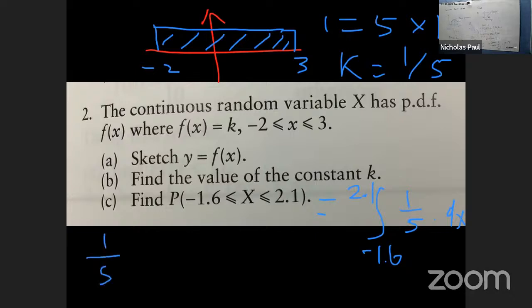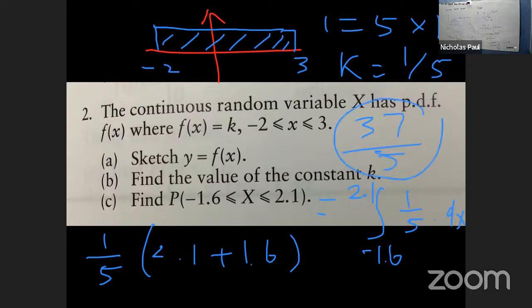So technically, it would be 1/5 by 2.1 plus 1.6. So that's 3.7 divided by 5. Anybody got that? Okay, then which one are you not sure about?